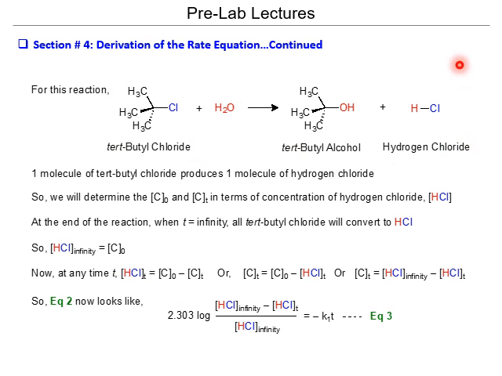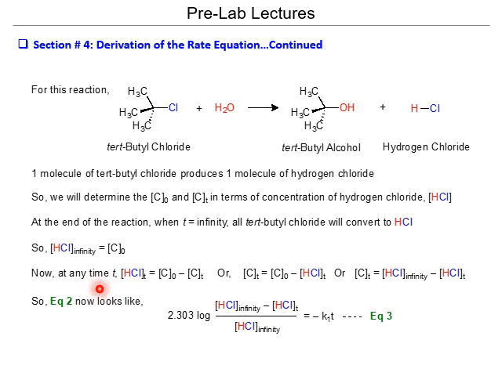So again, this is the reaction, SN1, and we look at the ratio. 1 molecule of tert-butyl chloride creates 1 molecule of hydrogen chloride. So then we'll use these facts to further substitute into the previous formula. At the end of the reaction, when t approaches infinity, all the chloride from tert-butyl chloride will convert to HCl. So the concentration of HCl at infinity equals the concentration of tert-butyl chloride in the beginning.